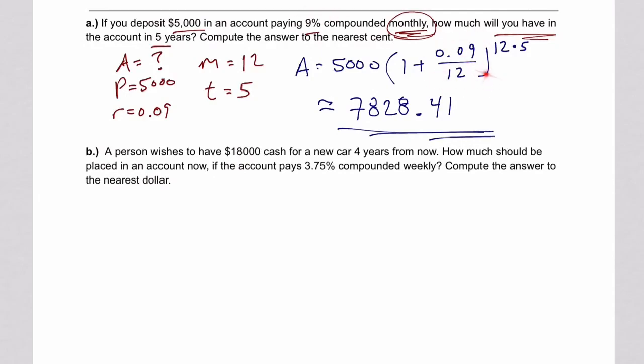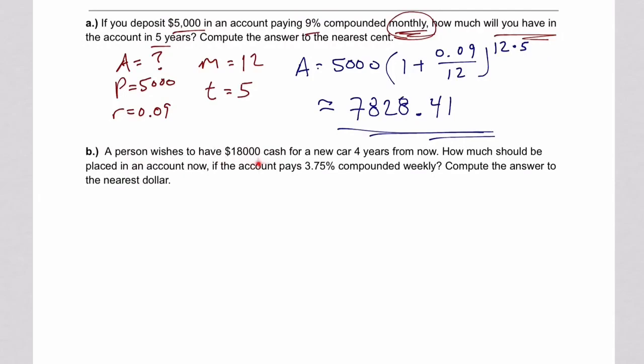Monthly gives us that 12. And then we multiply by the number of compounding periods. So 12 months and 5 years gives us 12 times 5. And then you have to be careful with your calculator. Make sure you enter this in an appropriate way, and you should see an answer like this, $7,828.41.